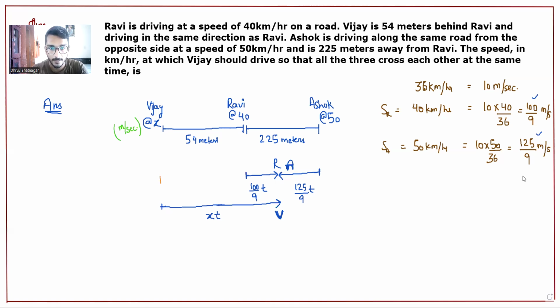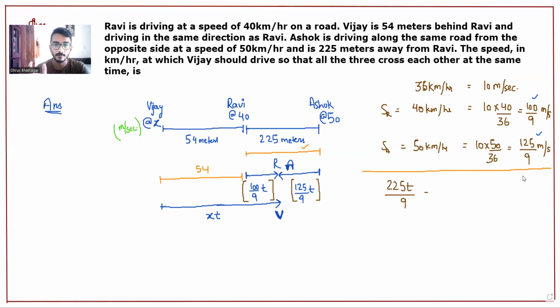So let's just balance this distance. This distance is 54 meters and this distance is 225 meters. So I'm just adding the distances. The distance traveled by Ravi is 100t by 9 and by Ashok it is 125t by 9. When I add them, it is 225t by 9, and that is equal to the total distance between Ravi and Ashok, that is 225 meters. So t equals 9 seconds. So I got my t, 9 seconds.